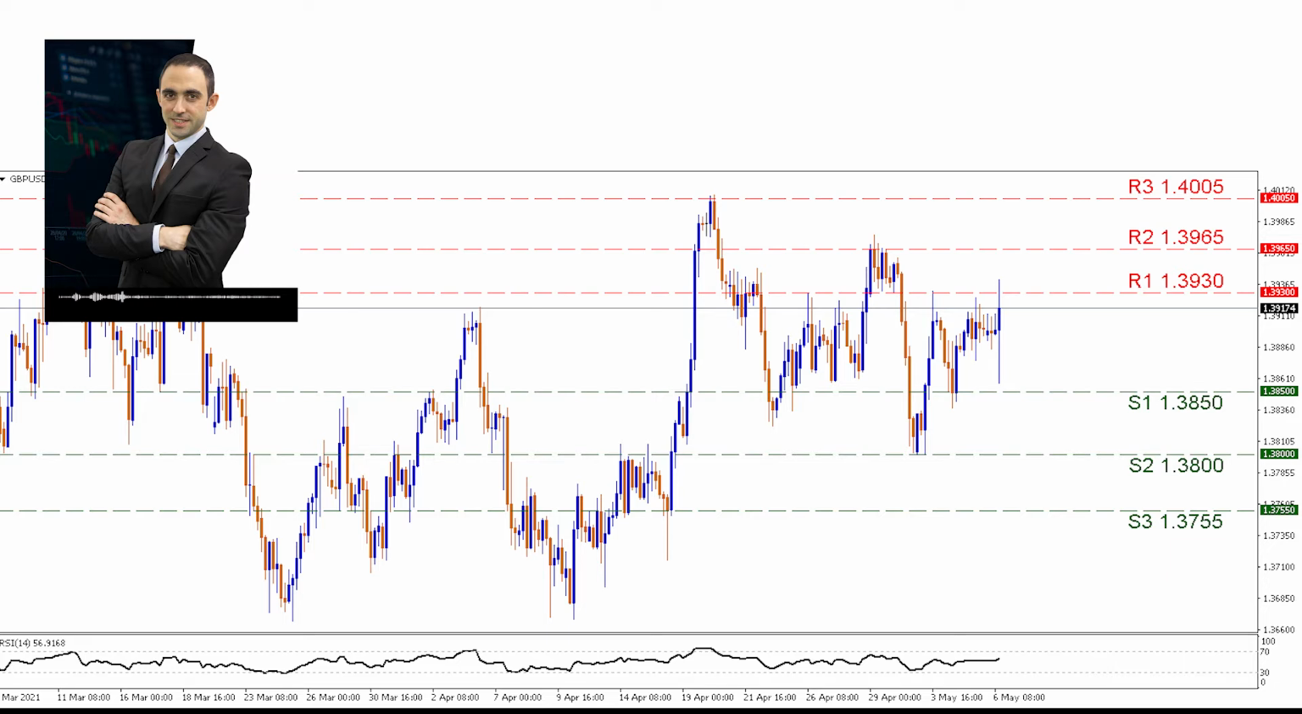Downwards, in case the sellers dominate, then the price action can be moved nearby the S1 138.50 support level and even lower to the S2 138 support hurdle that was tested on the 3rd of May. Yet the lowest level for this chart is the S3 137.55 support hurdle.